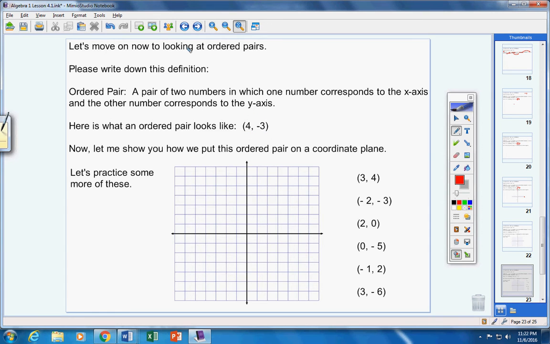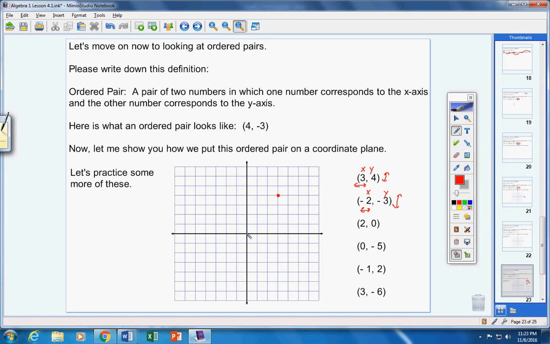Okay, now I'm going to go fast, so pause the video when you need to. 3, 4, alright? So we're going to go positive 3, 1, 2, 3, and then positive 4, 1, 2, 3, 4. Remember, this is your left-right number. This is your up and down number, alright? Now if you want to do the 4 first, that's fine. Positive 4, 1, 2, 3, 4, then positive 3, 1, 2, 3. There it is. Alright? This is your x value. It's your left-right number. This is your y value, your up and down number.